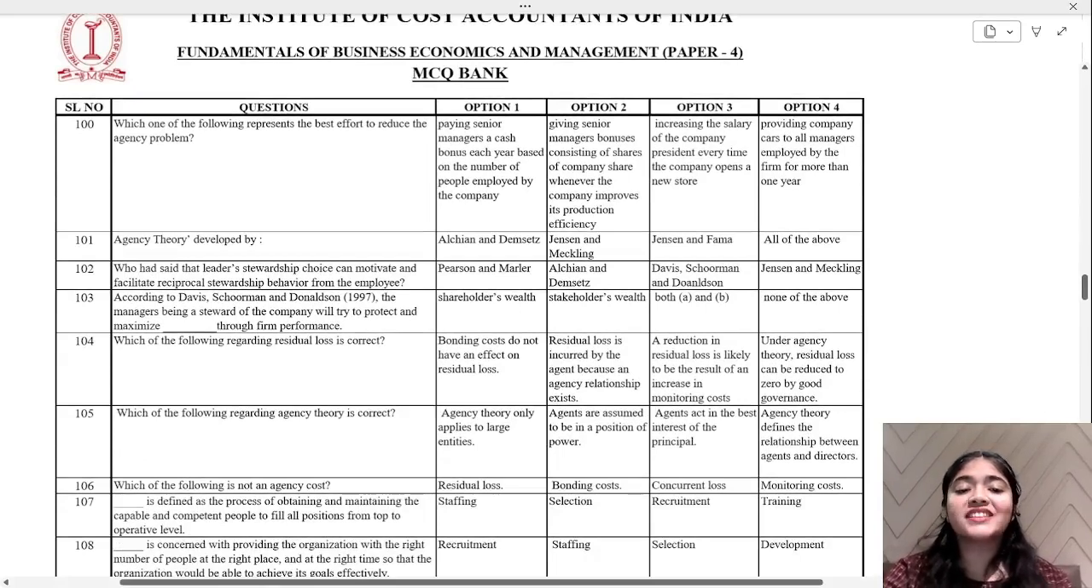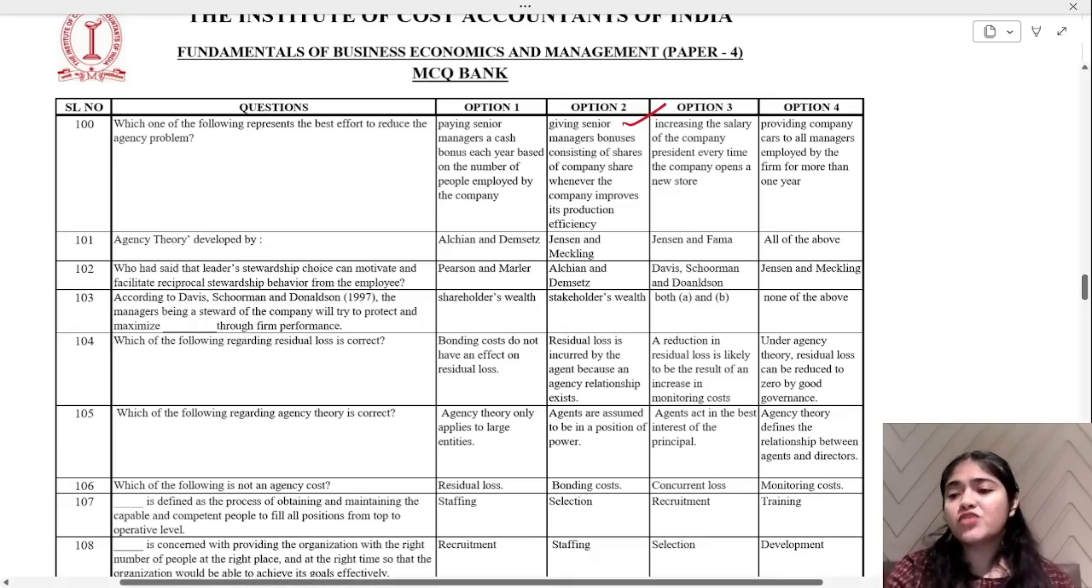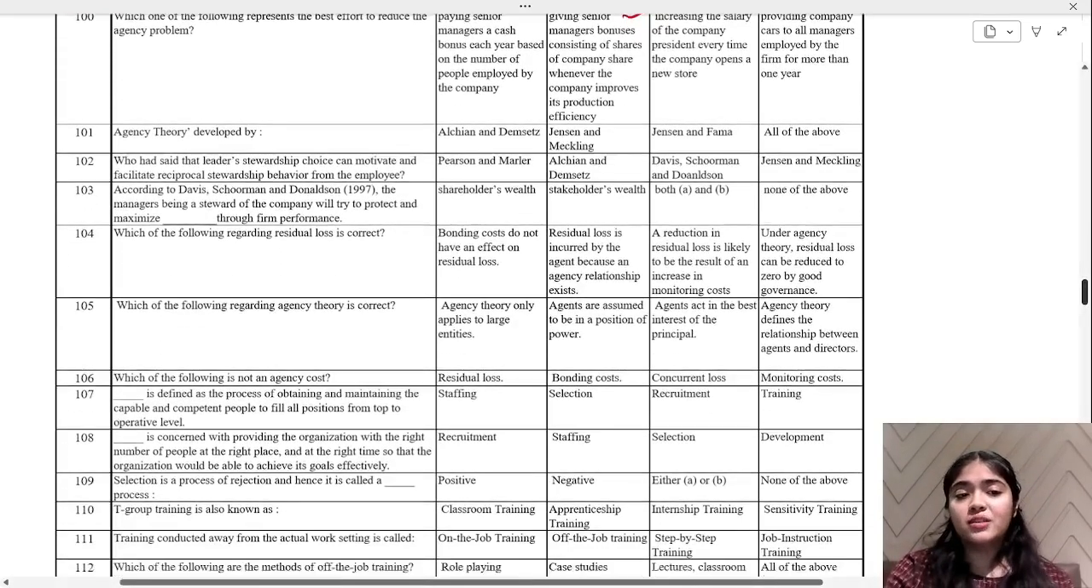Which of the following represents the best effort to reduce the agency problem? Paying senior managers a cash bonus each year based on the number of people employed by the company. Giving senior managers bonuses consisting of shares of company share whenever the company improves its production efficiency. Increasing the salary of company president every time the company opens a new store. Or providing company cards to all managers employed by the firm for more than 1 year. So what do you think is the correct answer over here? Yes, giving senior managers bonuses consisting of shares. So that is going to reduce your agency problems.